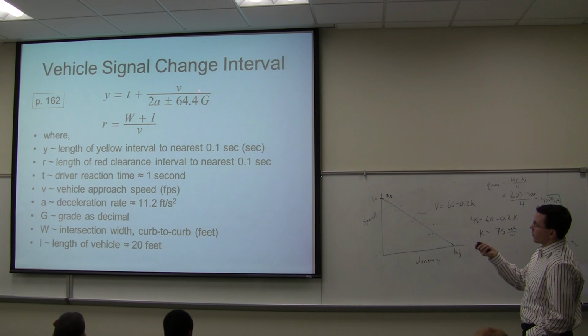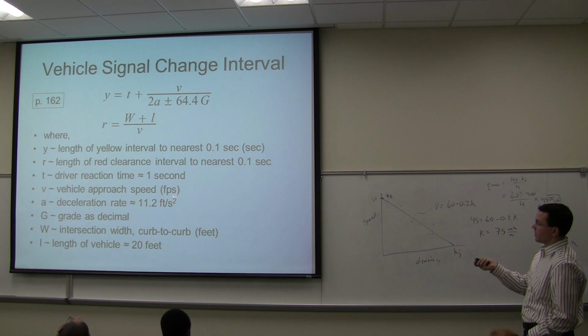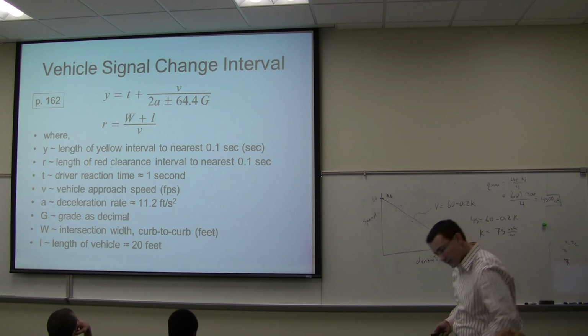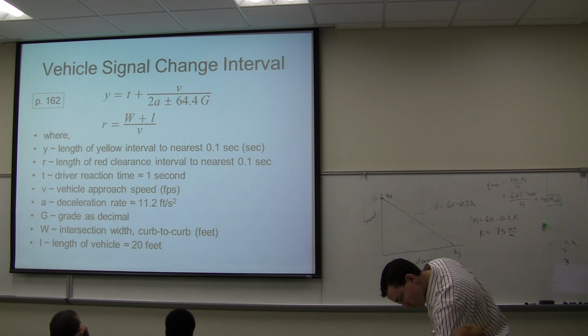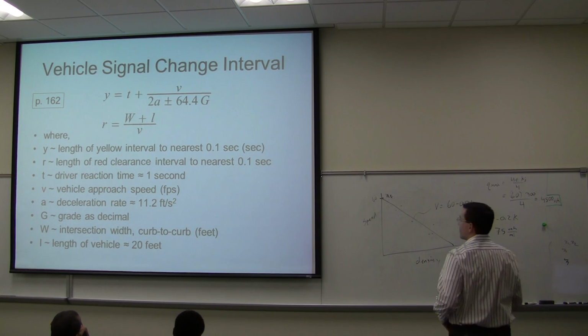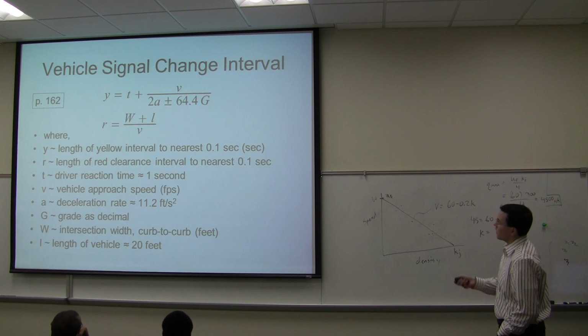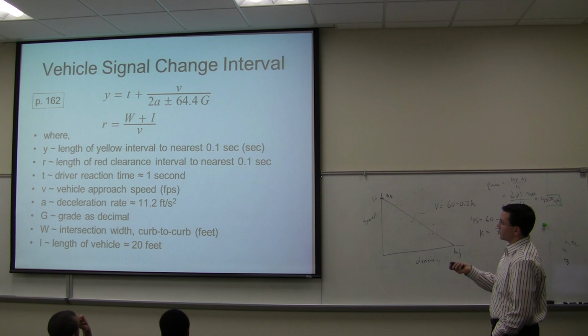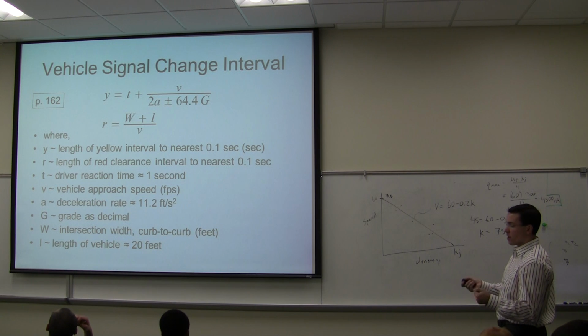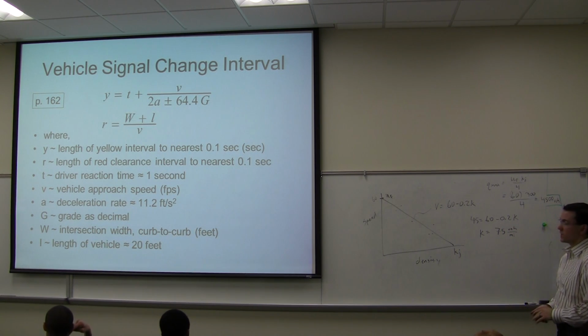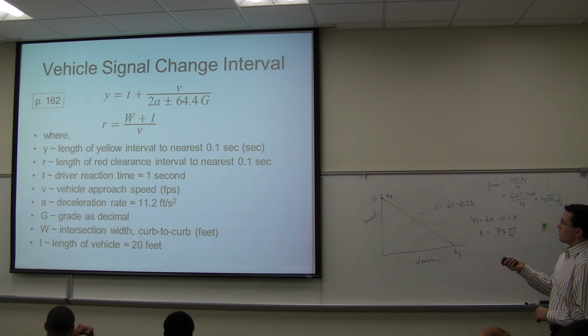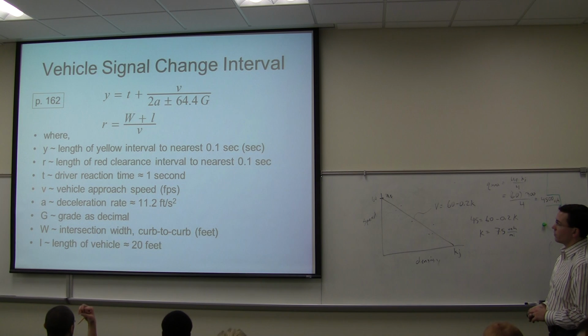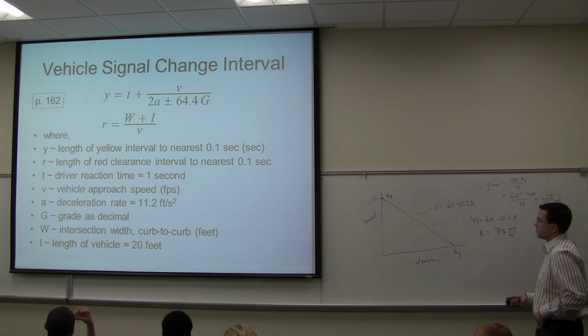So here we now have a lowercase v. For the lowercase v, we want this in feet per second. Vehicle approach speed in FPS, feet per second. And our T is in seconds, so our yellow time we're going to end up having in seconds. Deceleration rate here is the same as what we use for stopping sight distance. That's a comfortable deceleration rate without skidding and making black marks on the road. Plus or minus 64.4 times G. So if we have a grade, we will take that into account for the yellow calculation.